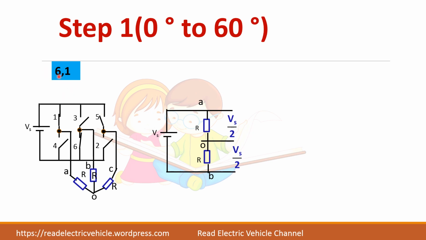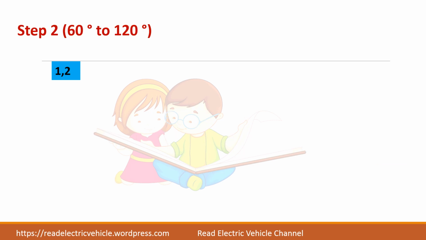So here 6 belongs to B phase, so it is connected here B, and 1 belongs to A phase. So write A here. So VAO is equal to Vs by 2. VOB is Vs by 2. So VBO, if you find, it is minus Vs by 2. So this mode of operation is very easy. You can simply write the table for all the 6 steps.